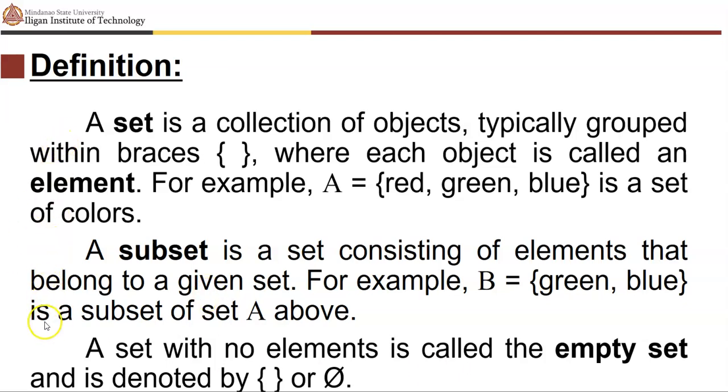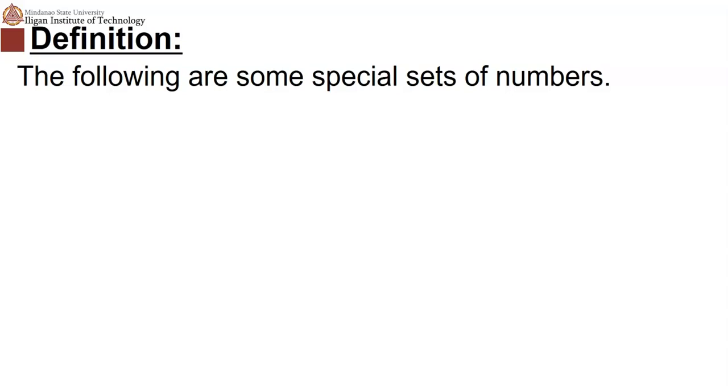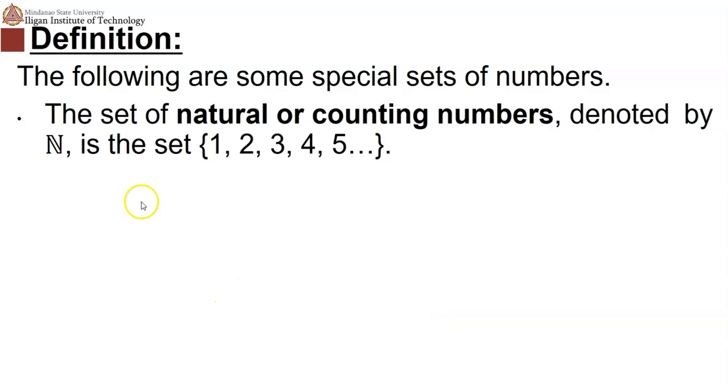Now we next go to the special sets of numbers. The special sets of numbers consist of your set of natural numbers. The set of natural or counting numbers is denoted by N, and it is the set consisting of the numbers 1, 2, 3, 4, 5, and so on.